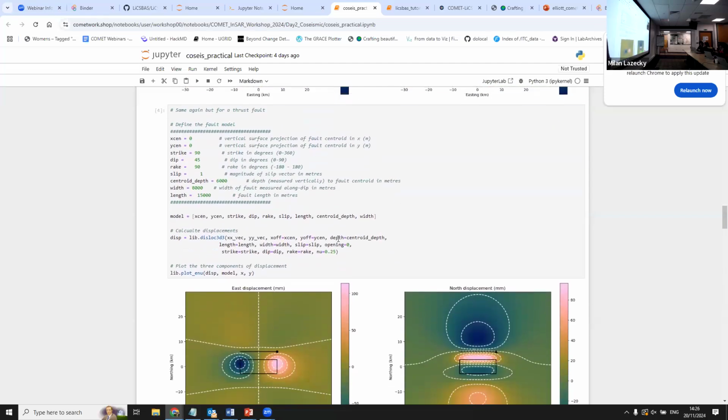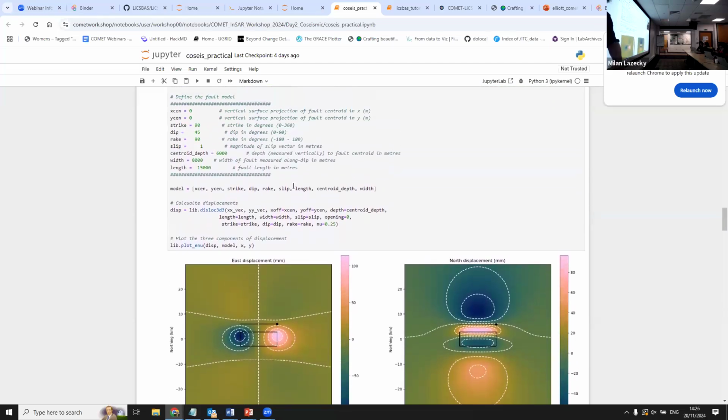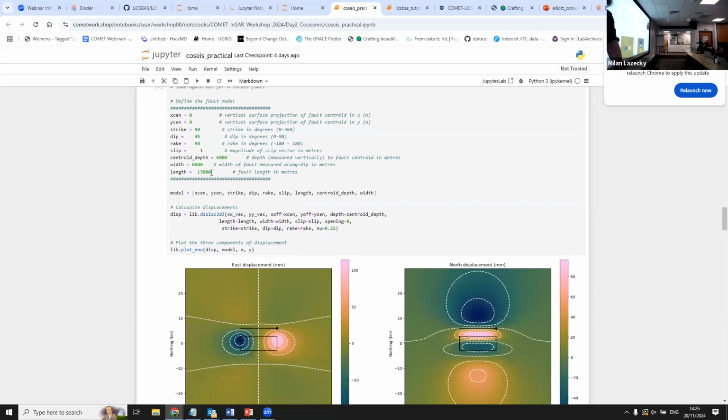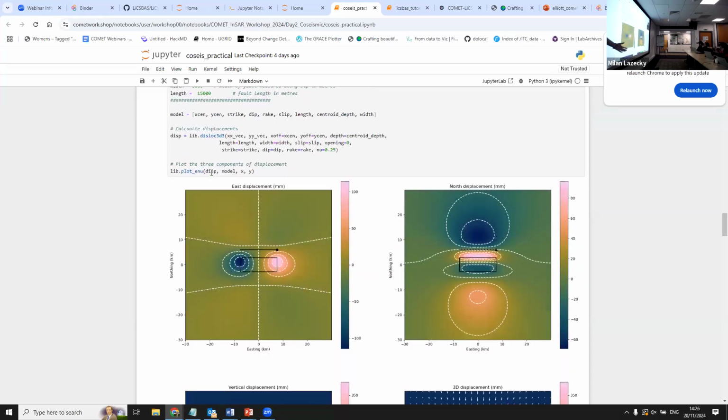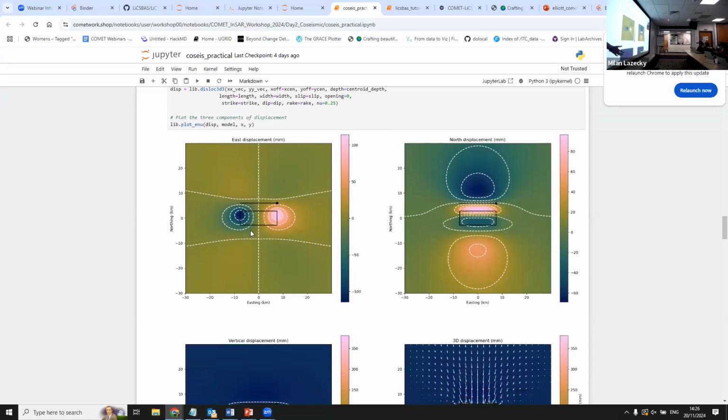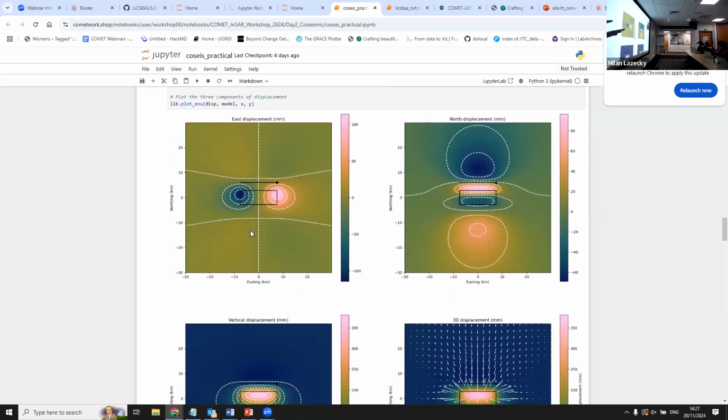If we run the next code block, you can see we have the fault parameters. We have a dip of 45, rake of 90, and a strike of 90. So we've got a thrust fault here. So what does a thrust fault look like in our components of surface displacement? In east-west, as the fault is thrusting, it's moving material out of the way, out of the sides. So you have material moving westward and material moving eastward as it's thrusting up.